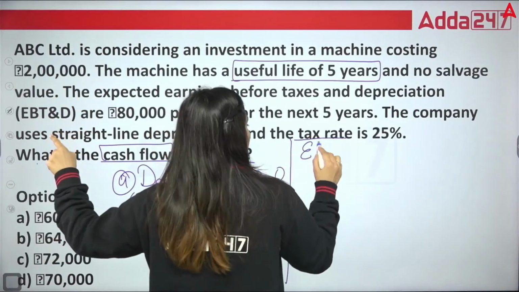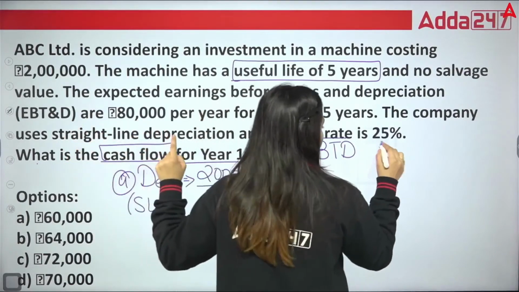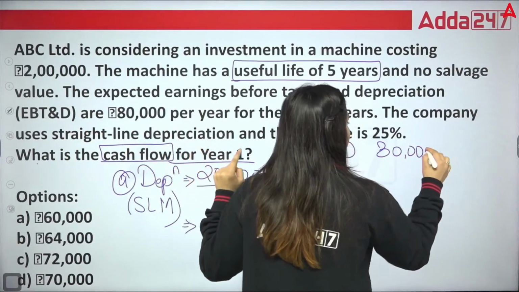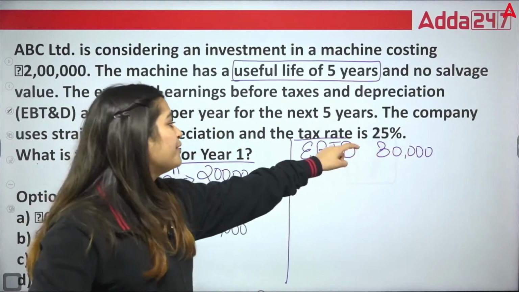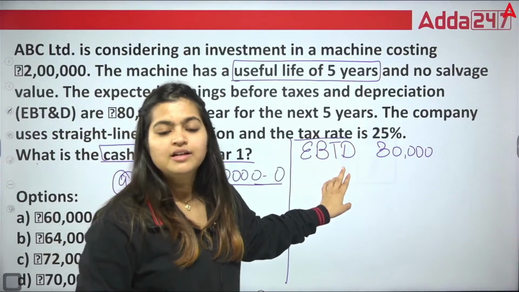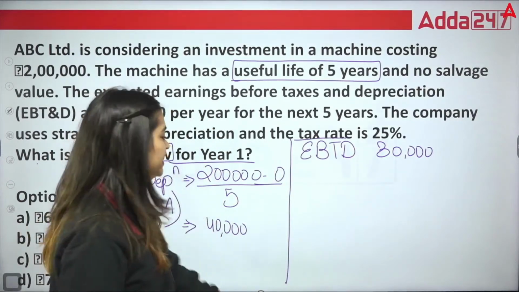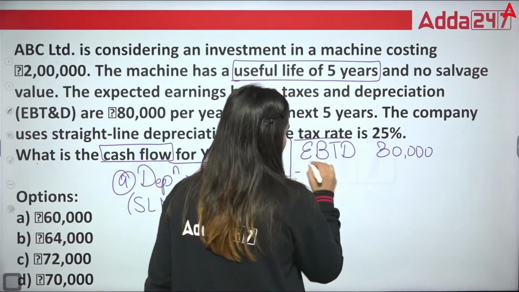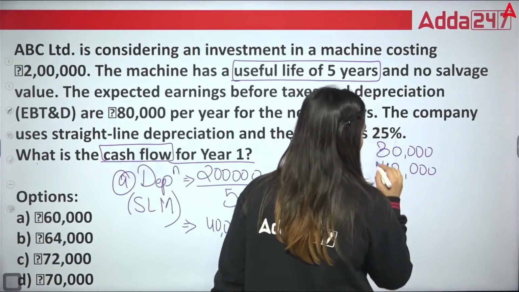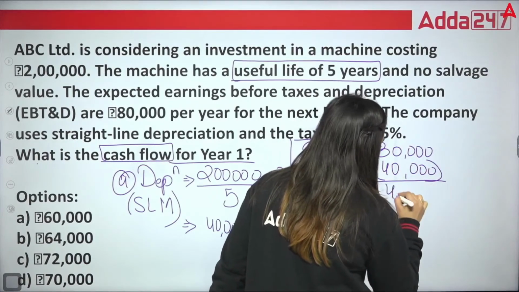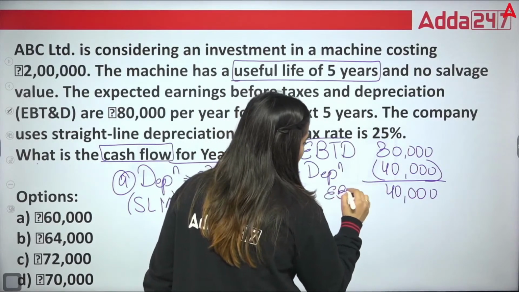EBDT, earning before taxes and depreciation, that is your 80,000. As you can see, this earning is before your depreciation and before your taxes also. So before calculating the tax amount, firstly we need to deduct the depreciation. So what is the depreciation amount in this? That is your 40,000. Correct? So remaining amount is what? 40,000. As you can see, this is your earning before taxes.